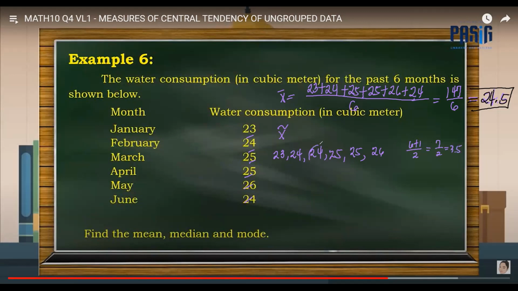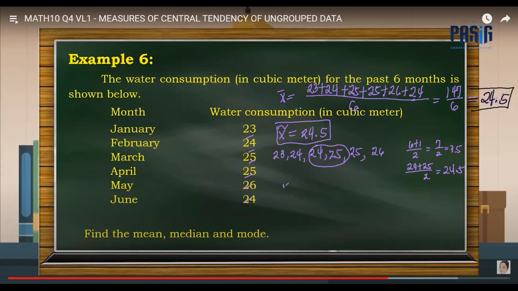Nasa pagitan niya ng 3 at 4. So itong dalawa, i-add natin sila. 24 plus 25 divided by 2, that is 24.5. So our median is 24.5.